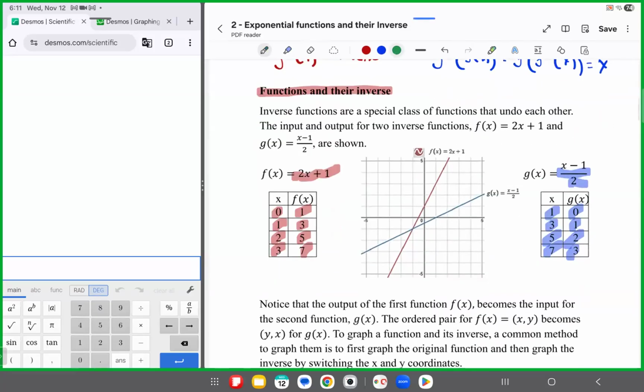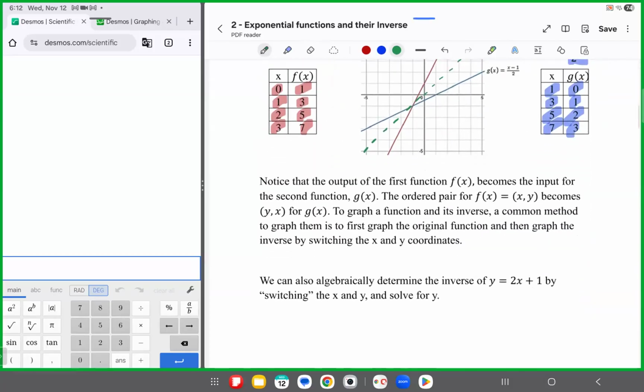Another consequence of an inverse function is that these will reflect each other across the line of reflection, y is equal to x. Okay? So if you were to flip this red function across the line y is equal to x, you end up with the blue function, the inverse function.